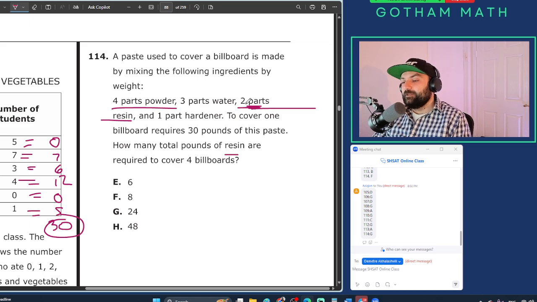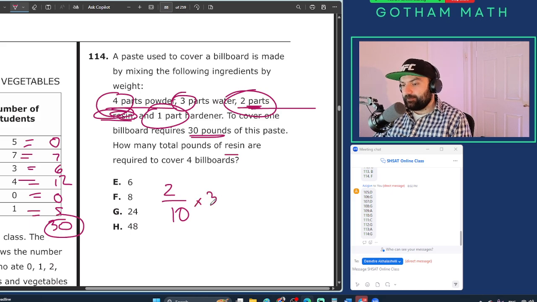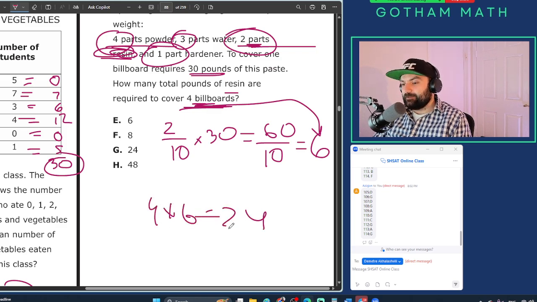That makes sense. Look at this, Dmitry. There is a total of 10 if you add all the parts, 4 plus 3 plus 2 plus 1, right? And resin is 2. So it's 2 out of 10. But 2 out of 10 out of what? Out of the 30 pounds. So times 30, which is 60 over 10, which is 6. And then it's not one billboard, it's 4 billboards. So we do 4 times 6, we get 24. That's the answer.